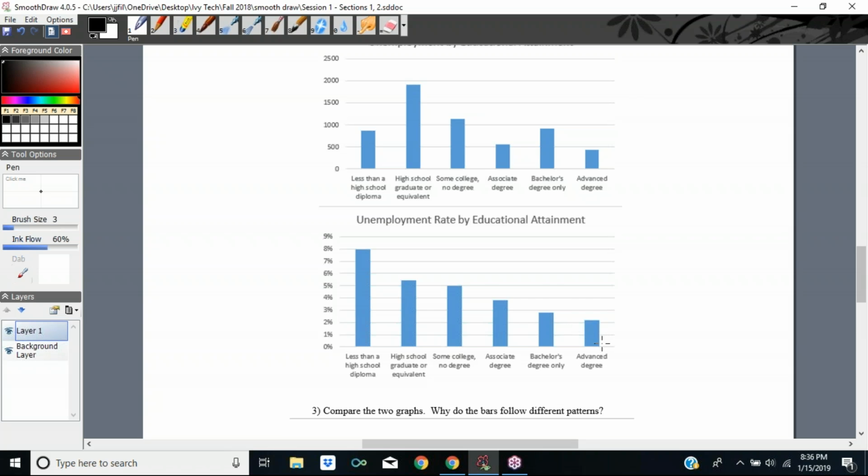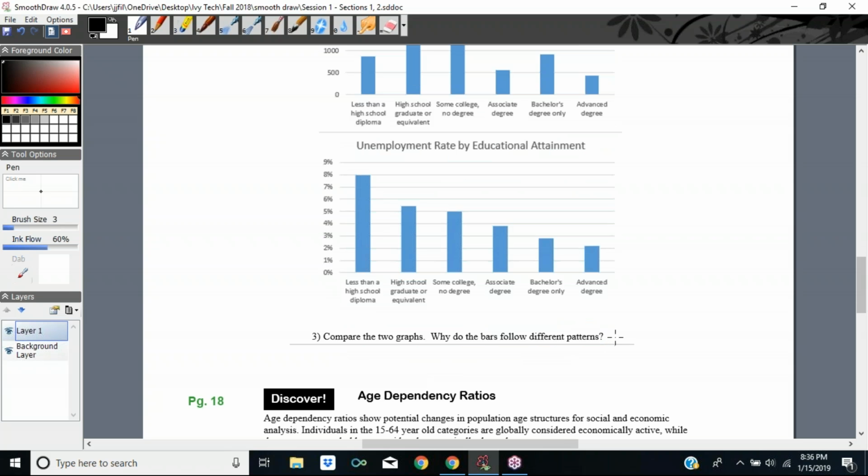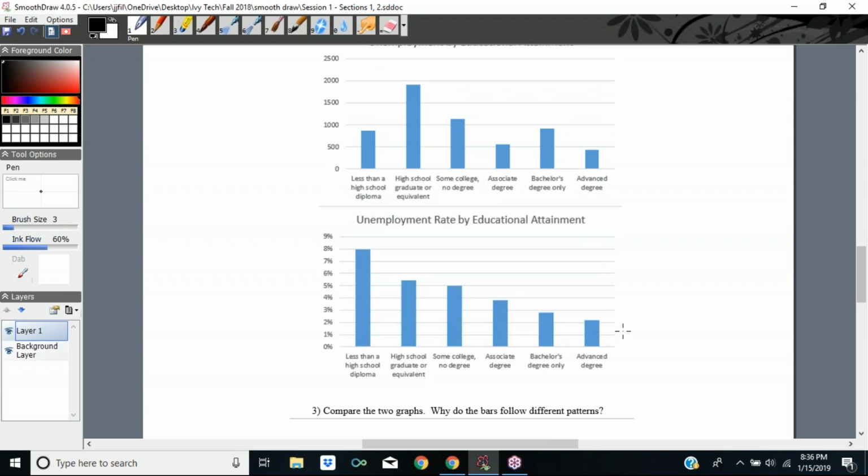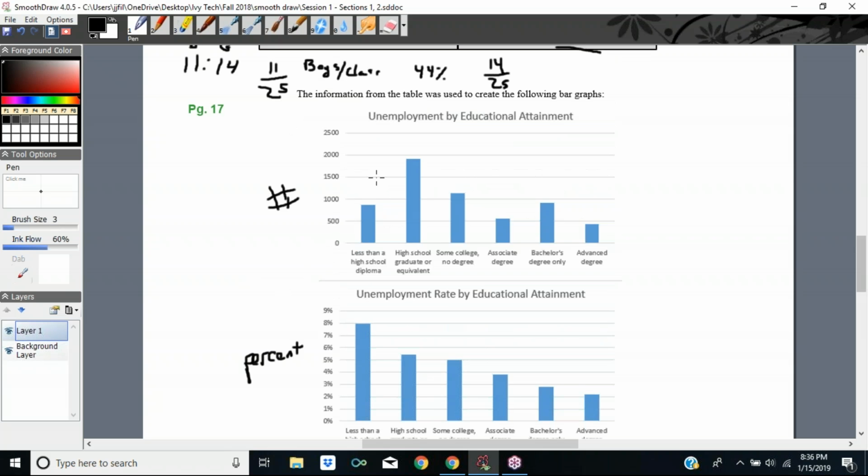And then the other two. It wants us to compare the two graphs and asks us, why do the bars follow different patterns? So again, the top one is a number of people. The bottom one is percentages within each group. So the top graph shows us how many unemployed there were.